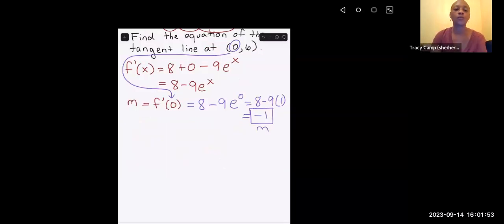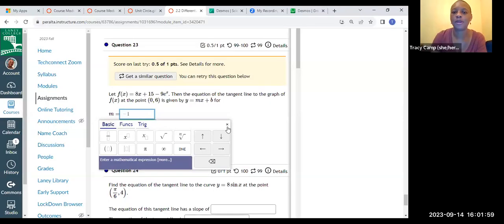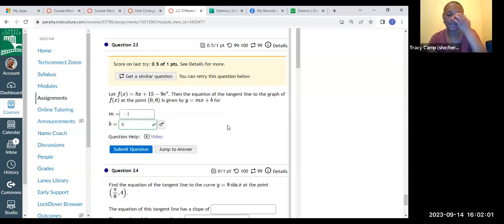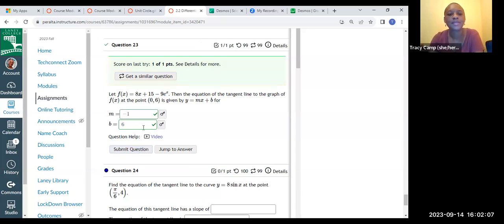So that's one thing that they ask us to find, the m, which is the slope. They want you to recognize that the slope of the tangent line is the derivative. The second thing they ask you to find is the b, which they gave us right away, but let's suppose we didn't know that.